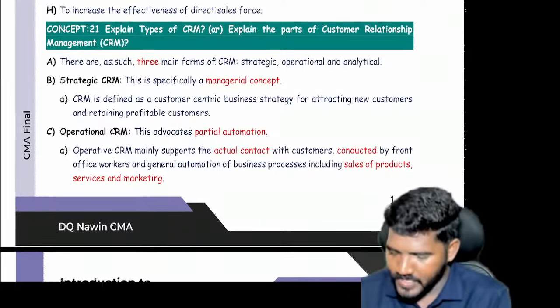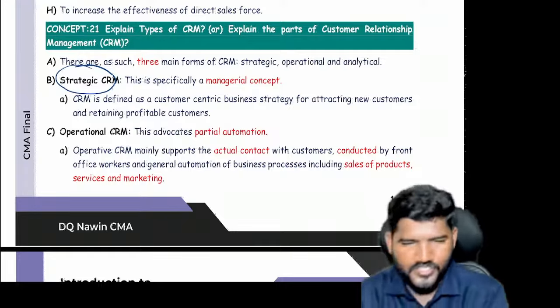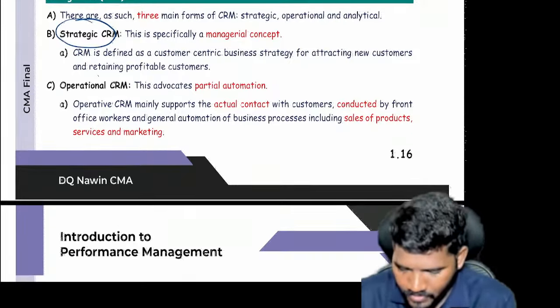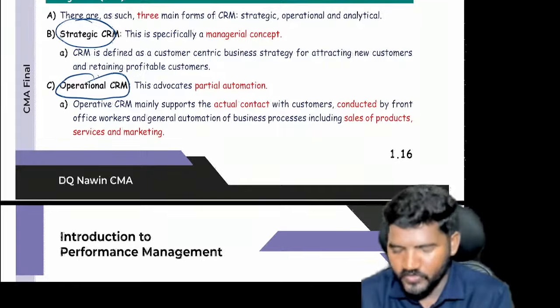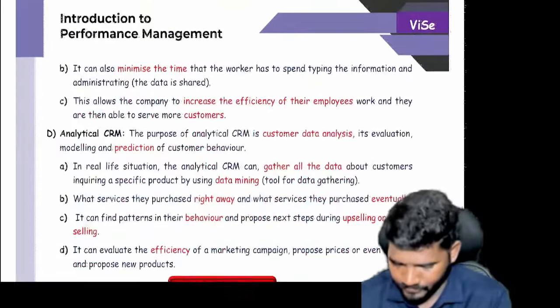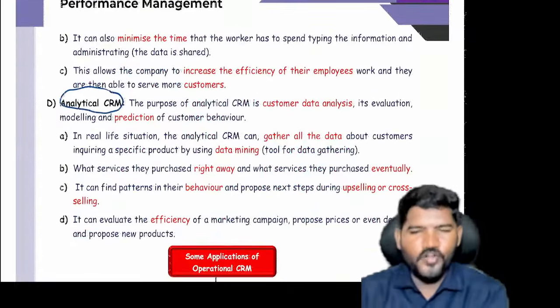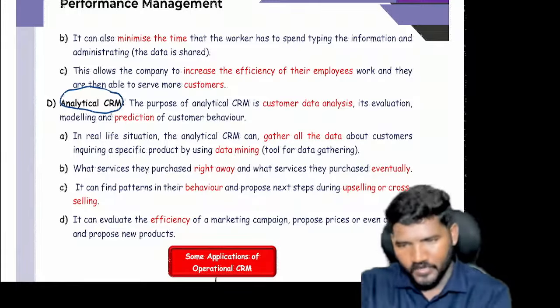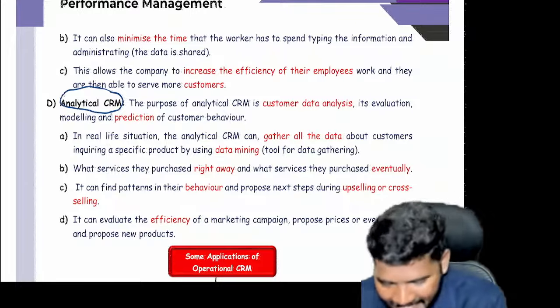And the types of strategies: strategic CRM is called long-term planning and relationship management. Next, operational CRM. Operational means only the relation between day-to-day activities. Analytical CRM sits between operational and day-to-day activity. So the type of decision between the long run and the very short run is known as analytical CRM.